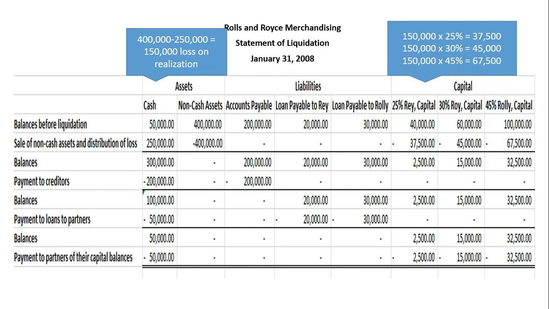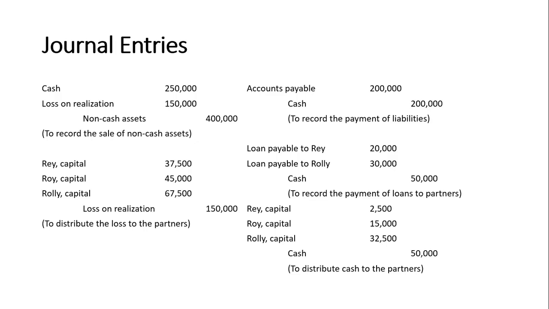But before we proceed with this one, if we have completed our statement of liquidation, we will need also to record journal entries in relation to the statement of liquidation. So here are our journal entries. We have a loss on realization of 150,000, and the non-cash assets were sold for 250,000. The non-cash assets are 400,000. We'll need to debit cash, debit loss on realization, and credit the non-cash assets. So the first step is to record the sale of our non-cash assets.